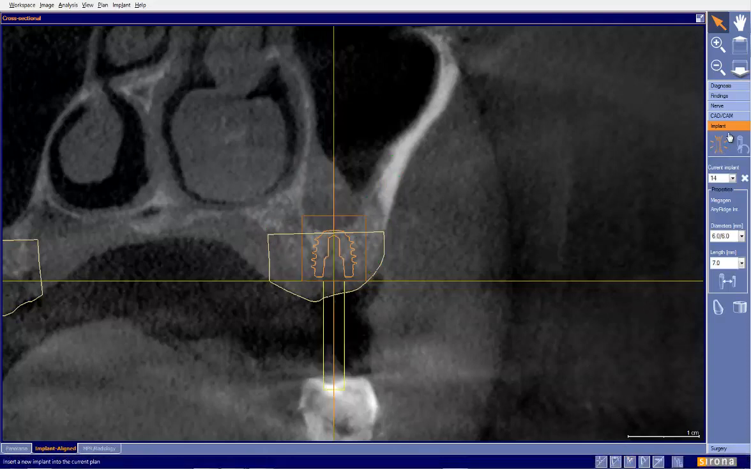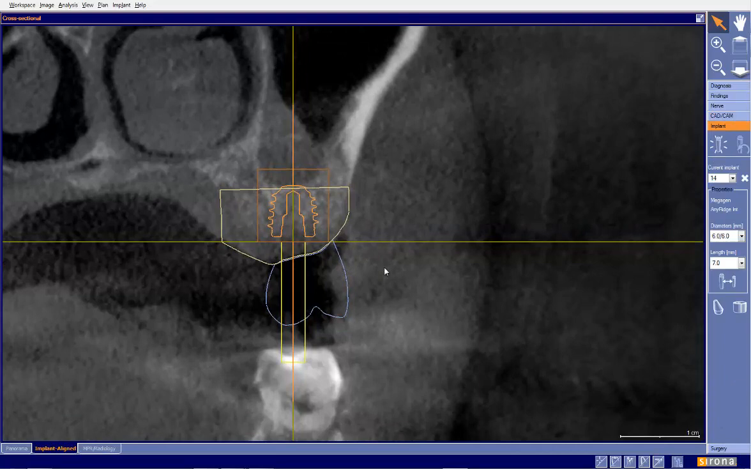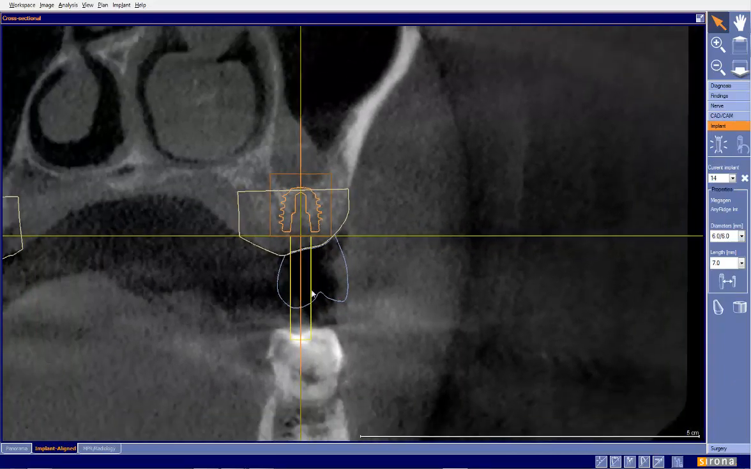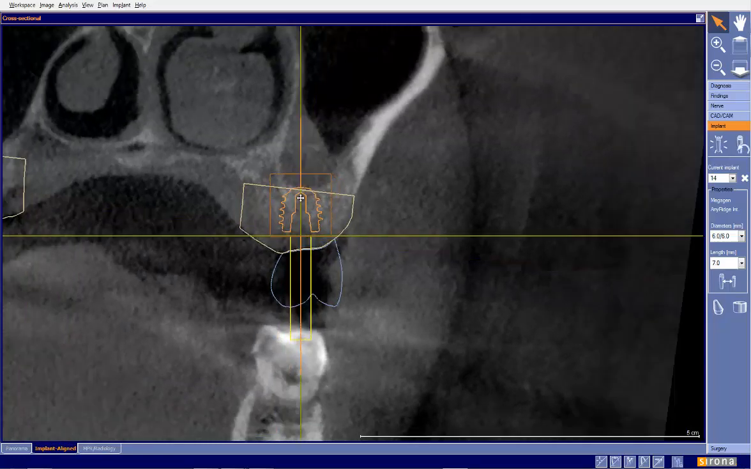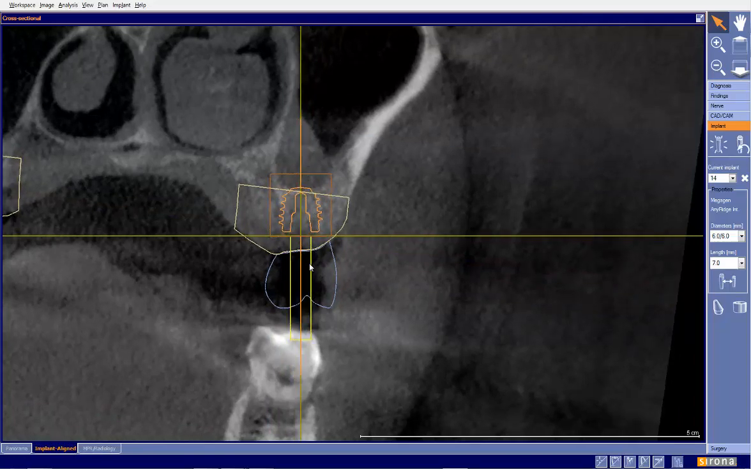So here is our implant plan, and let me go ahead and put our restoration back in there. We've already approved that the restoration is good. So the first thing that I notice is that our implant is coming out through the lingual of the tooth. So ideally what I would do here is go ahead and move the implant a little bit more to come out closer to the central groove.